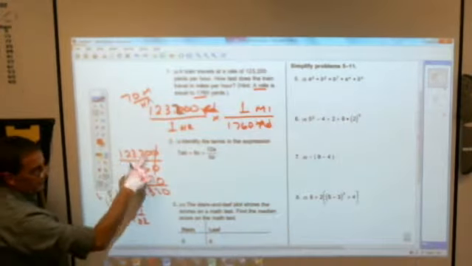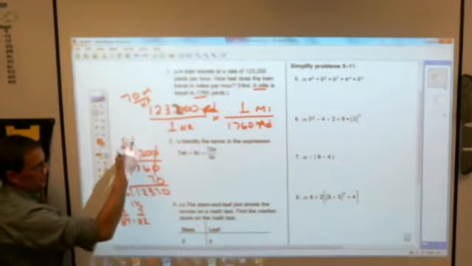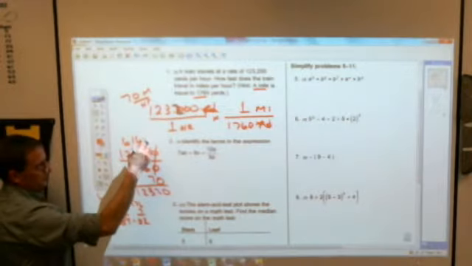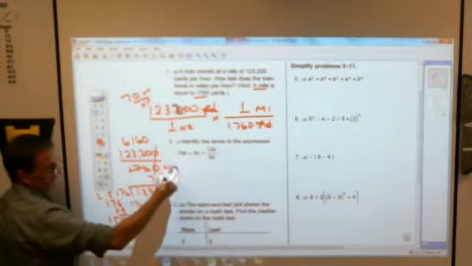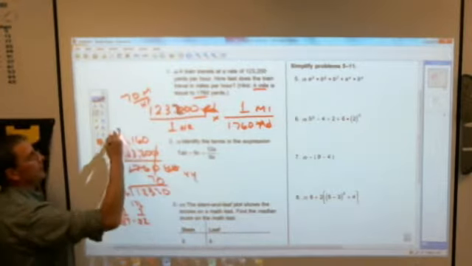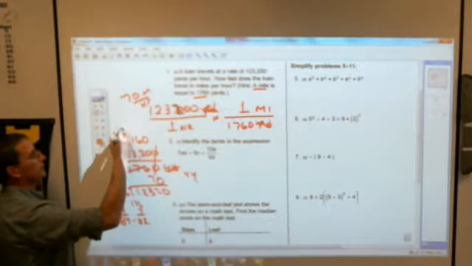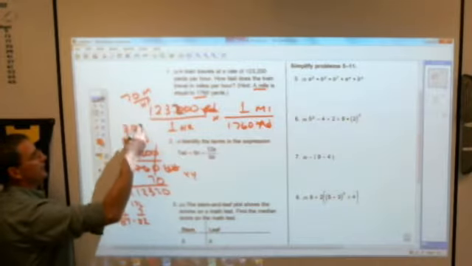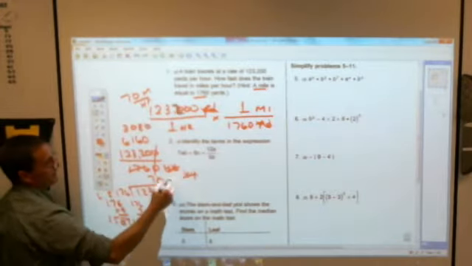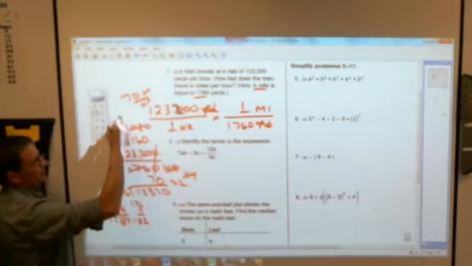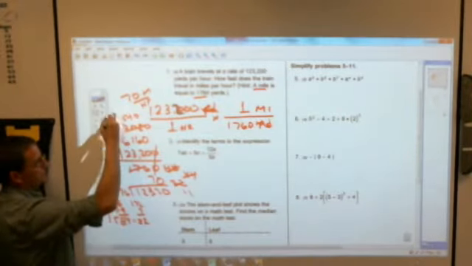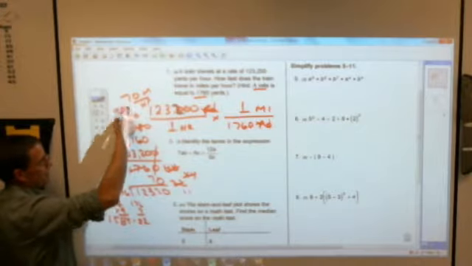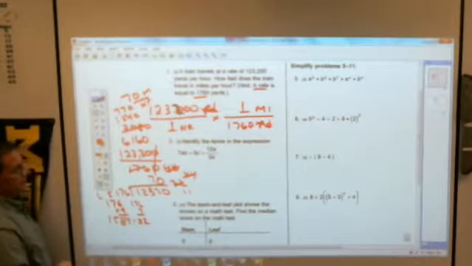Half of 12320 is 6160. Half of this is 3080. Half of that is 1540. Half of that is 770, and then 11 goes in 770 70 times. Half of 176 is 88. Half of that would be 44. Half of that is 22. Half of that is 11.